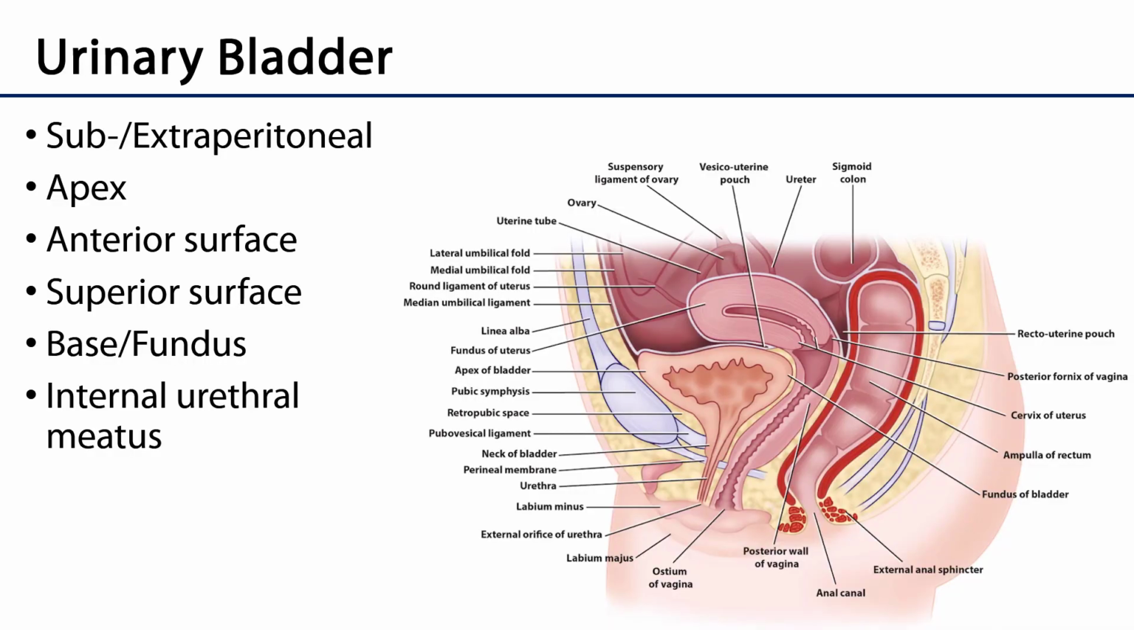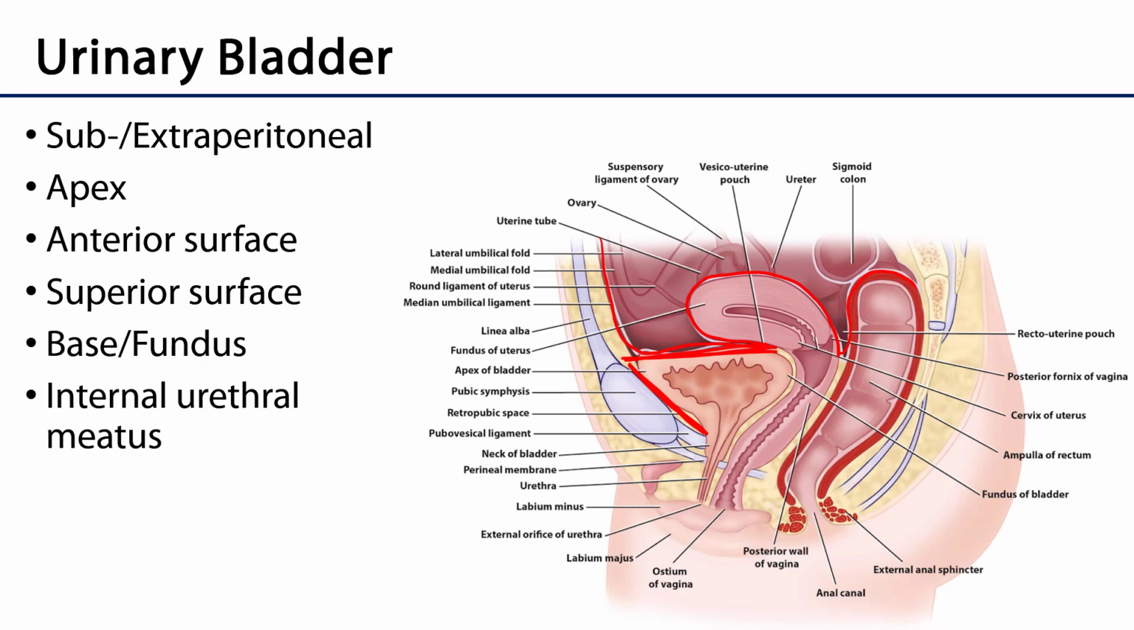So the urinary bladder, in a nutshell, we're looking at it in a sagittal view here, is subperitoneal or extraperitoneal, so it's below the peritoneum there. The peritoneum is draped over the uterus there and the rectum there. There's a couple of surfaces. So there's an anterior surface that is in close association with the pubic symphysis. There is a superior surface which is in close association with the peritoneum.